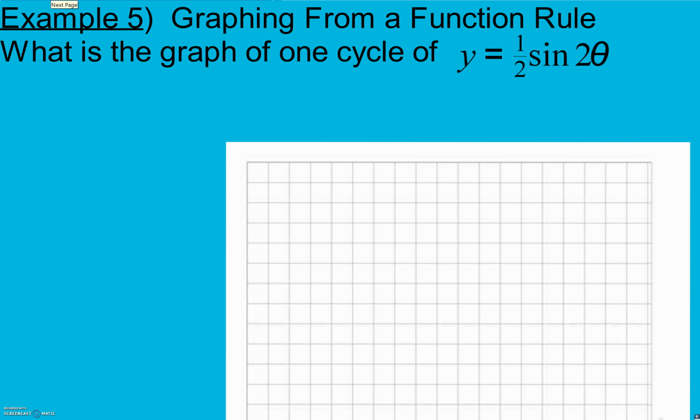Graphing from a function rule. What is the graph of one cycle of y equals 1/2 sine of 2 theta? So, 1/2 is our a value. So we have an amplitude of a half, and it's positive, so we go up first. The 2 is our b value. So for that, we take 2 pi divided by b to get our period. 2 pi divided by 2 is pi.